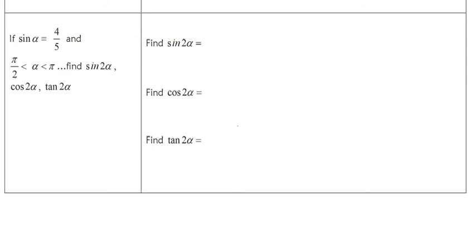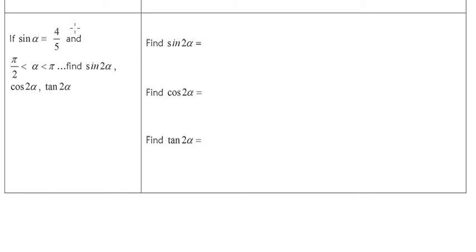All right, here we go. Let's put this all into practice. So, if sine of alpha is 4/5, and alpha is between pi over 2 and pi, find sine of 2 alpha, cosine of 2 alpha, and tangent of 2 alpha.